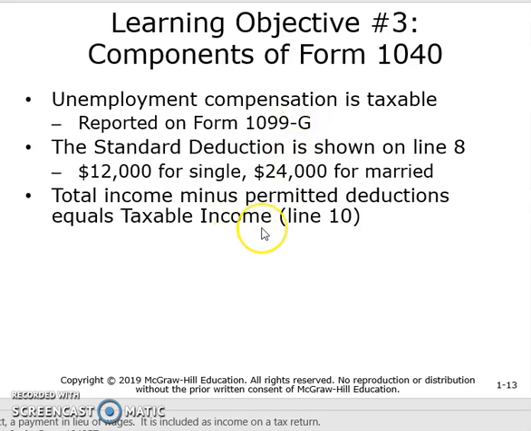The standard deduction is shown on line 8. For 2018, this is $12,000 for single taxpayers and $24,000 for married taxpayers, and we'll discuss the standard deduction more in Chapter 2. The total income minus the permitted deductions will equal our taxable income, which will be on line 10 of our 1040.